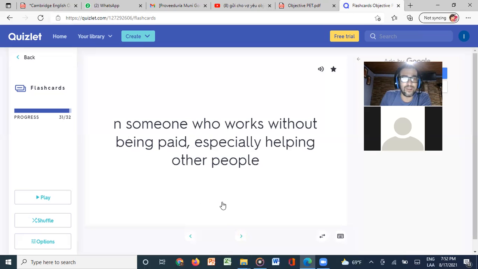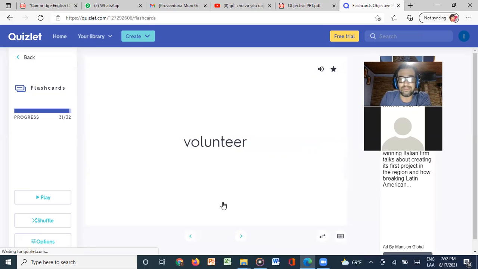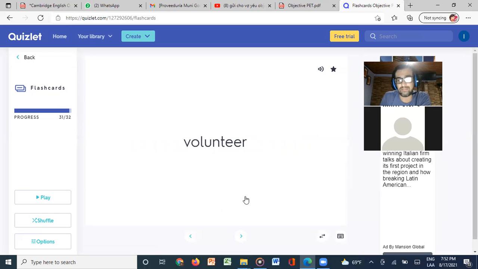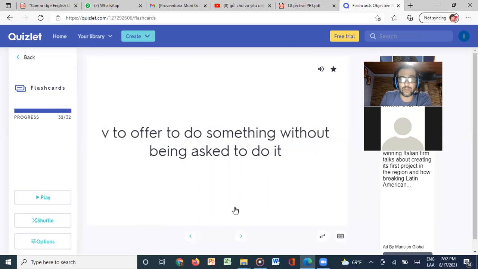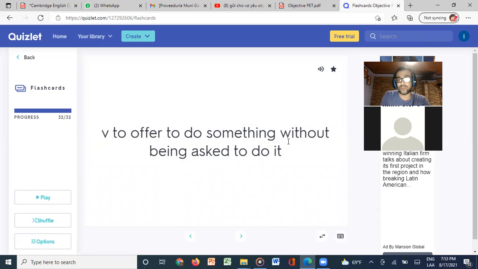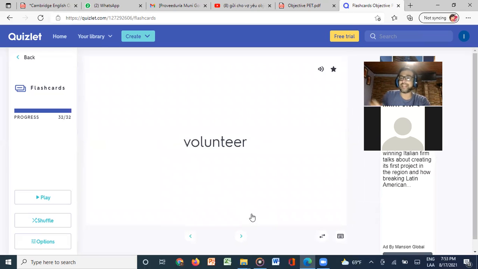Now, 31, we have volunteer, which is someone who works without being paid, especially helping other people, right? That's a very easy word, volunteer. And the last word is volunteer, but as a verb. You can say, I am a volunteer, or you can say, I volunteer to, right? In this case, it's a verb, to offer to do something without being asked to do it. So you can say, yes, I'm going to volunteer to help this family, or whatever. So it can be a noun or it can be a verb.